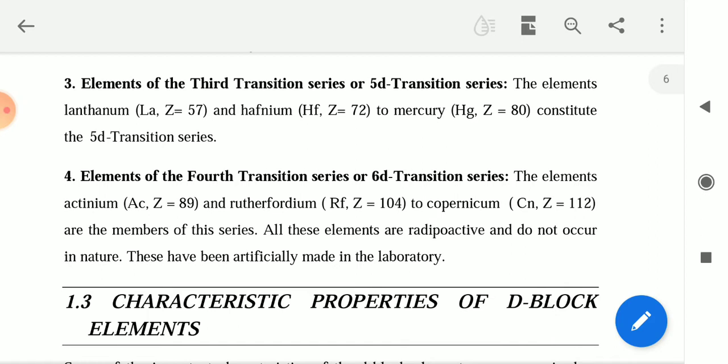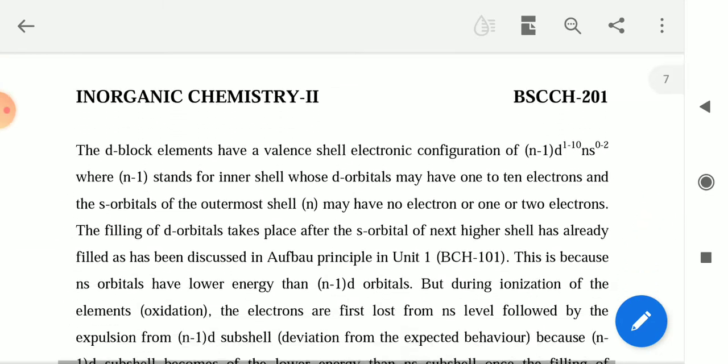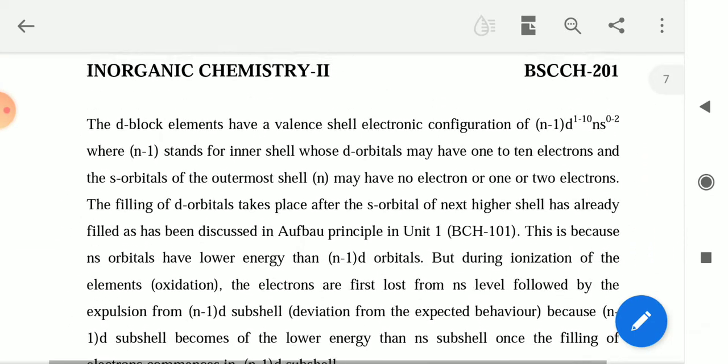In the third transition series, the lanthanides and actinides also occur. The fourth transition series starts from actinium and ends at copernicium. Now first we have to learn about the characteristic properties of the d block elements.